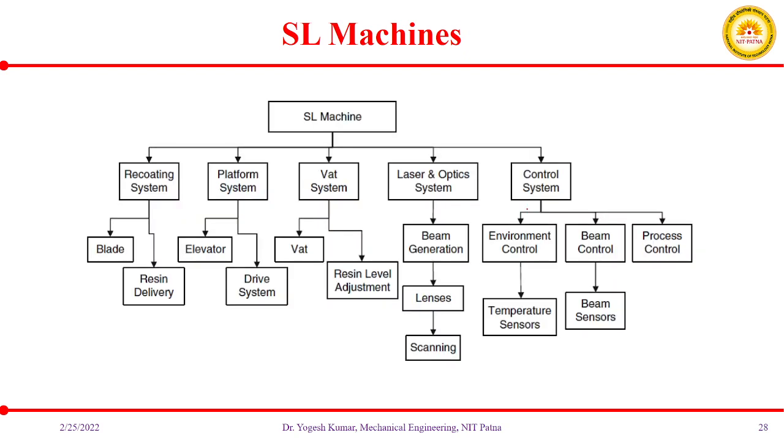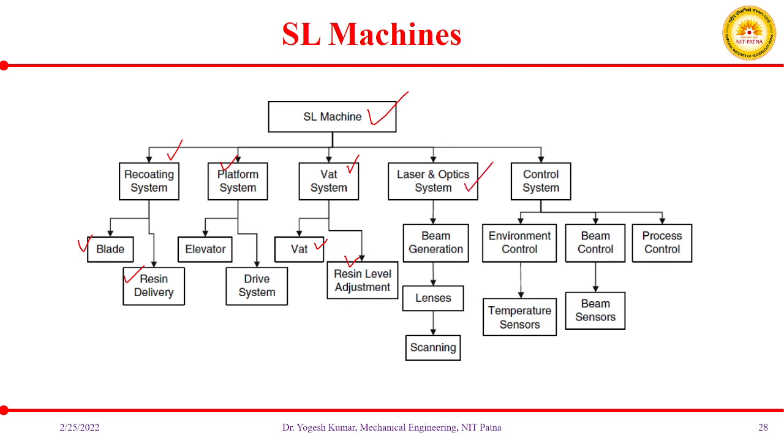Okay, these are the subsystems of your SL machines. The major subcomponents of your SL machine are your recoating system, which has your recoating blade and resin delivery system. Then the platform system, which has your elevator and riser system. The vat system has your vat and resin level adjustment, which is for adjustment of your liquid resin depending upon the requirement of the part or the layer which is supposed to be solidified.